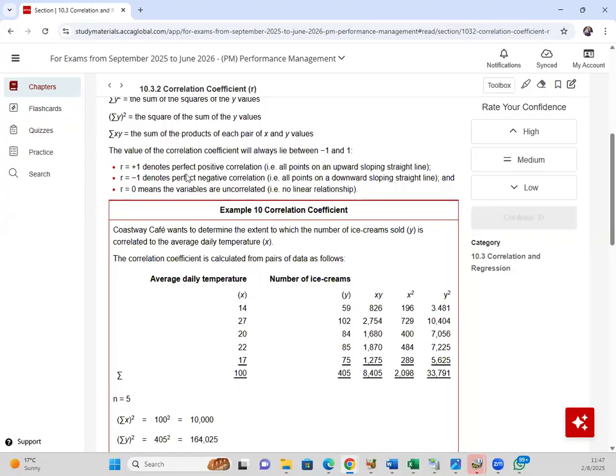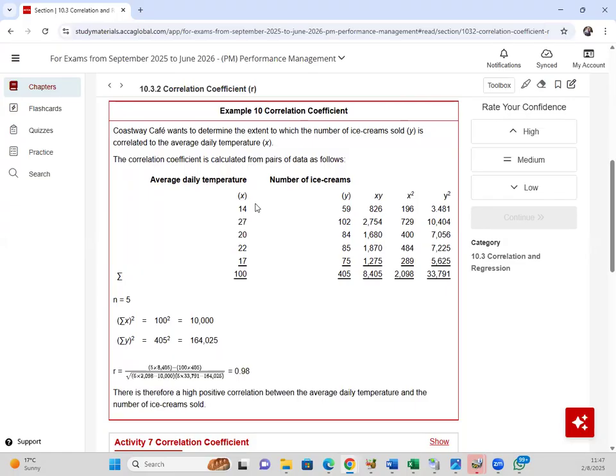I think the interpretation is given here as well. Positive one is perfect positive correlation. Negative one means perfect negative. Zero means uncorrelated. Then there's a table here that they've given for the example, but I would prefer if you are well versed with your calculator, if you have a Sharp calculator, you can just punch in these figures in the calculator.